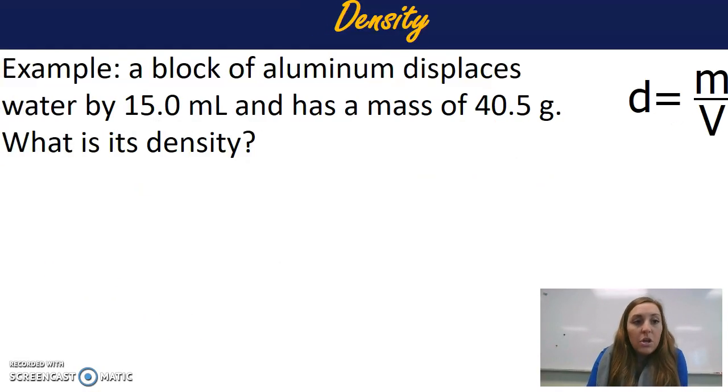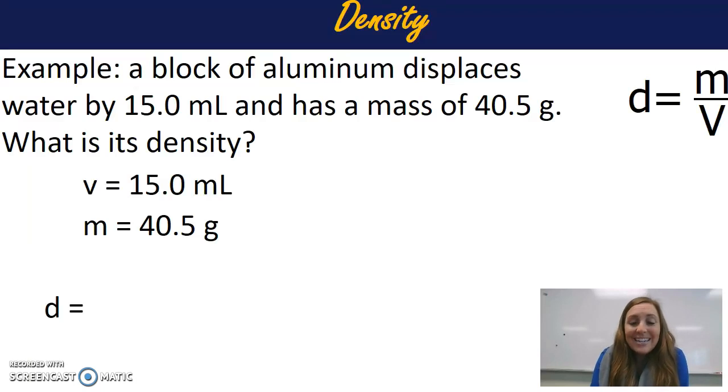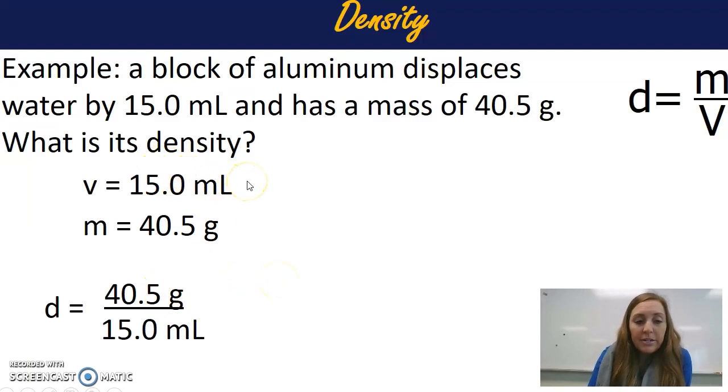All right. So now let's do some practice problems. So a block of aluminum displaces water by 15.0 milliliters and has a mass of 40.5 grams. So what's the density? Well, you're going to take your formula and plug stuff in. List what you know. I know my volume is 15.0 milliliters. I know my mass is 40.5 grams. So my density is always mass divided by volume. Remember your heart. My mass is 40.5 grams. So I put that on the top. And my volume is right here, 15.0 milliliters.